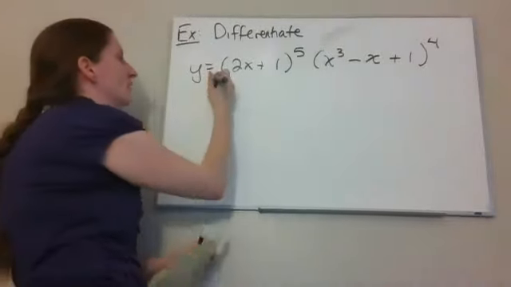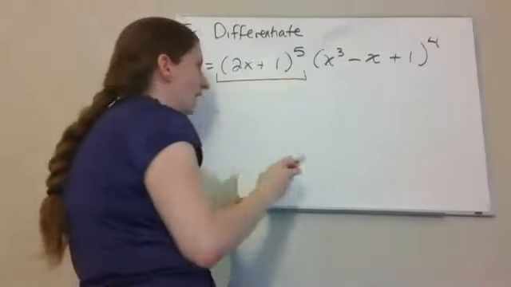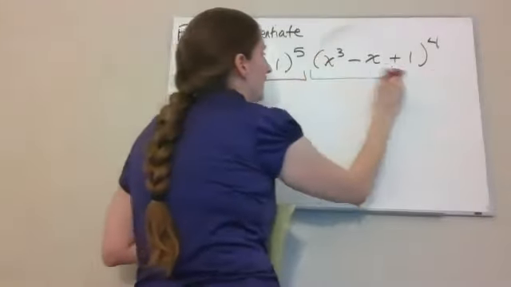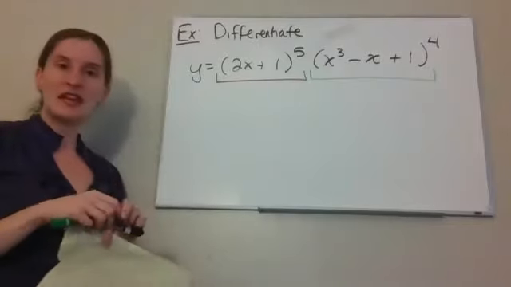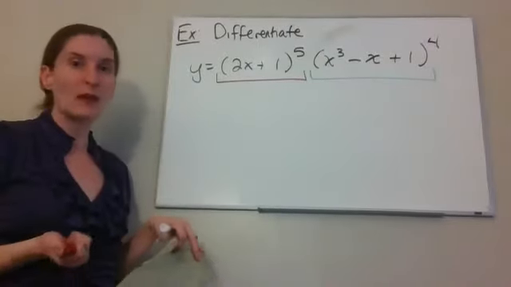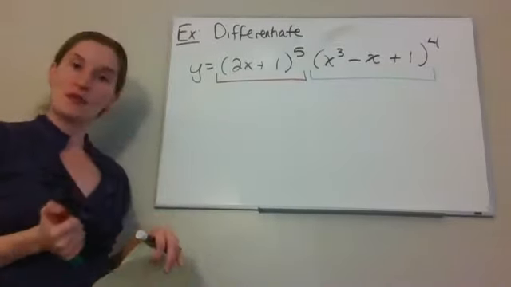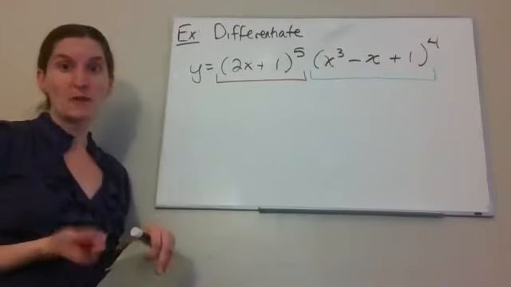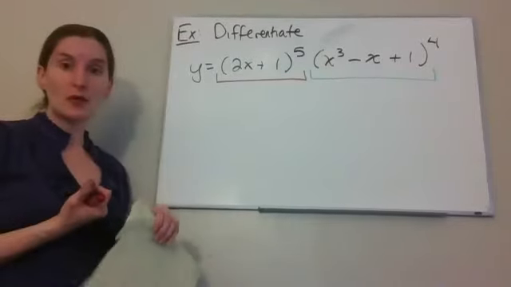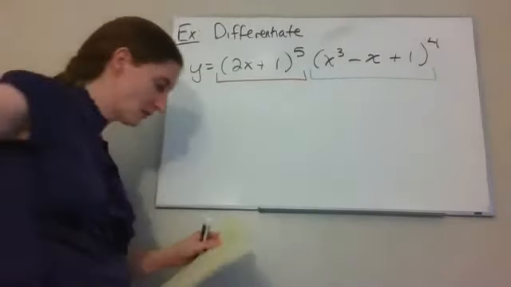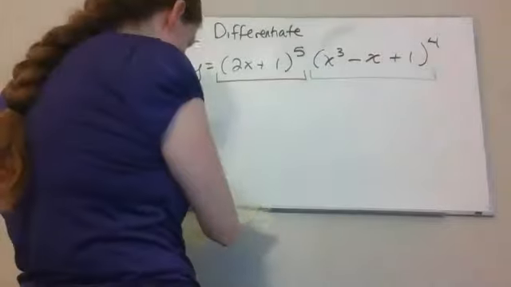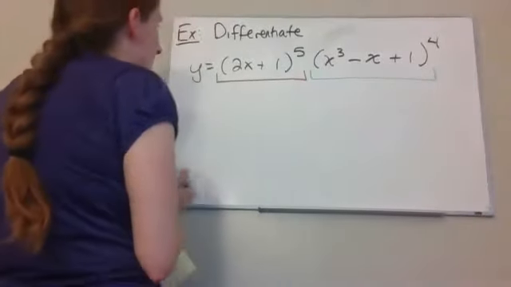I have the product of this guy and this guy. But the problem is when I have to take the derivative of each of those pieces for my product rule, both of those derivatives involve a chain rule. So this problem is a product rule problem that also has two chain rules involved. And that's okay, we just take it one step at a time.